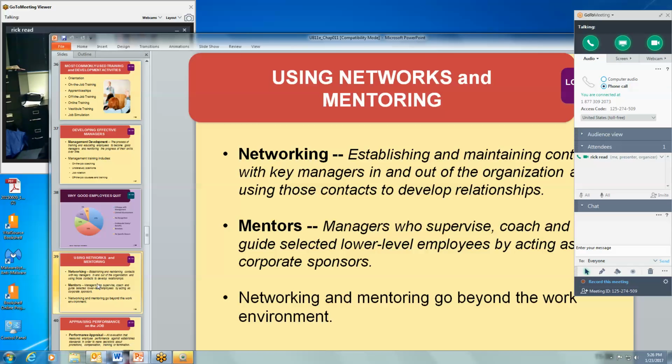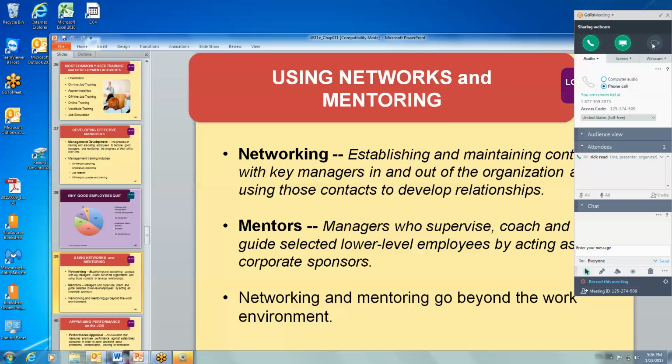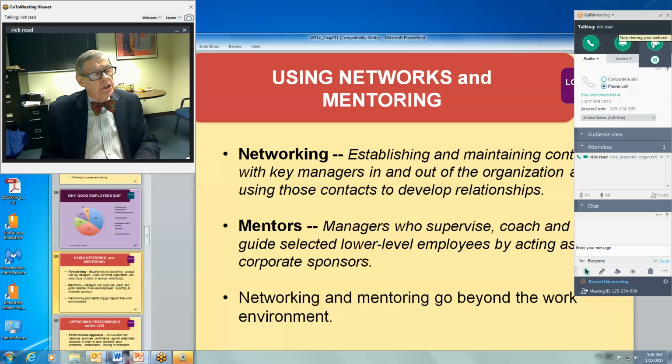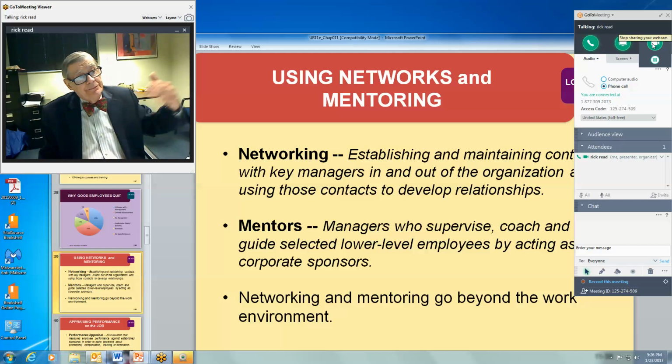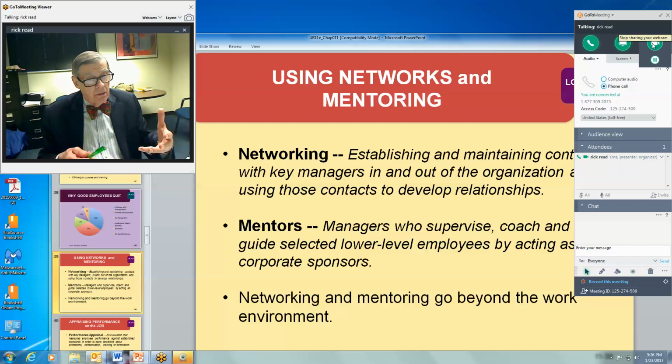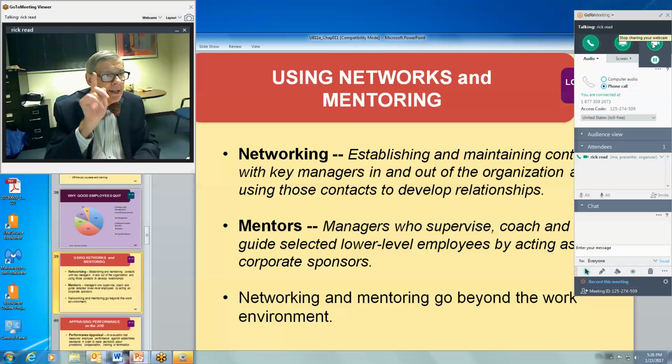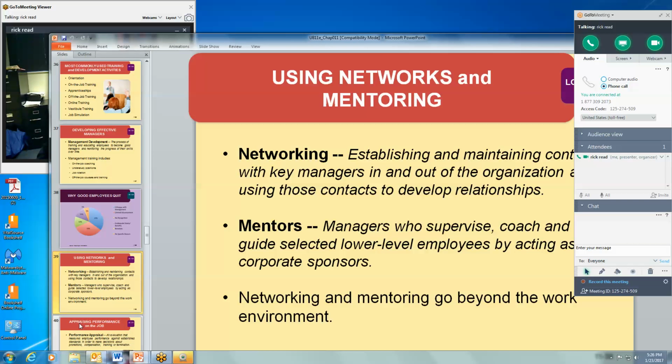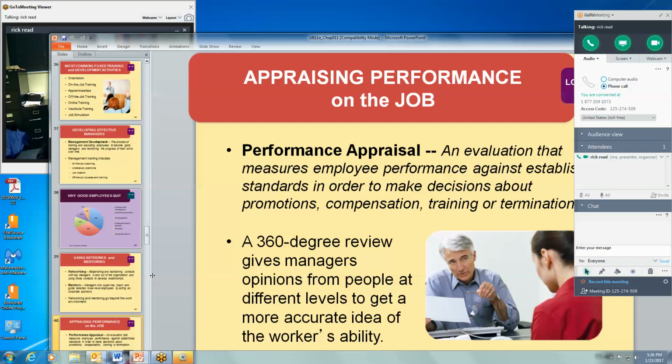Use networks and mentoring. Mentoring is a little different than coaching. This is where you give a person somebody who's been around for a while, and that person shows them the ropes, et cetera, et cetera. And remember that this networking extends outside the workplace. It's more than just, hey, here you are, and on the job, and then when the whistle blows, we're not going to pay any more attention to you.